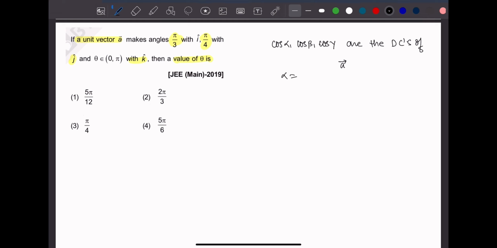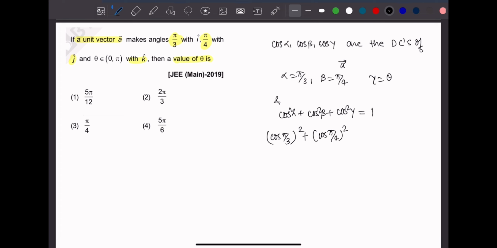Now given alpha value is equal to pi by 3, beta value is pi by 4, and gamma is our theta, and we know one relation, that is cos square alpha plus cos square beta plus cos square gamma is equal to 1. Substitute all the values. So cos of pi by 3 whole square, cos of pi by 4 whole square, and plus cos square theta is equal to 1.